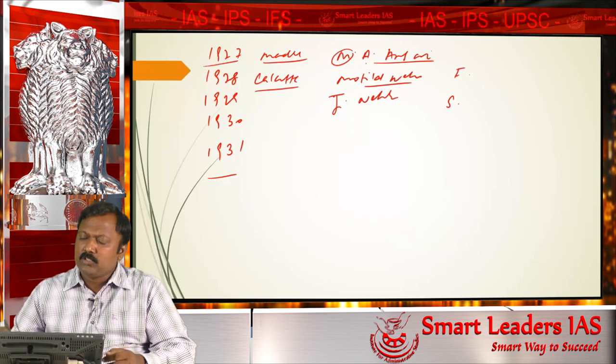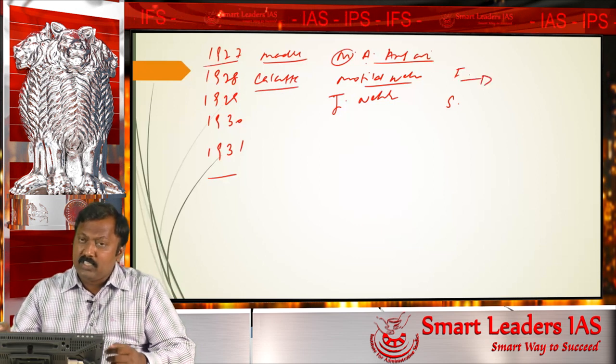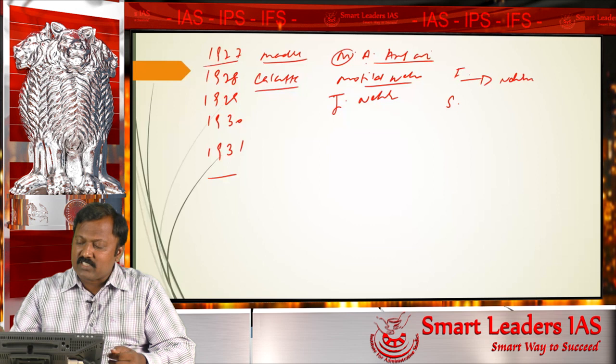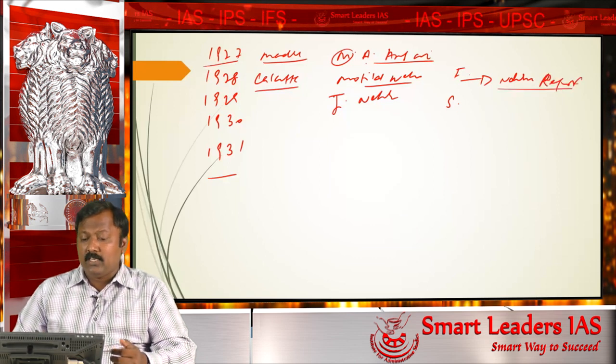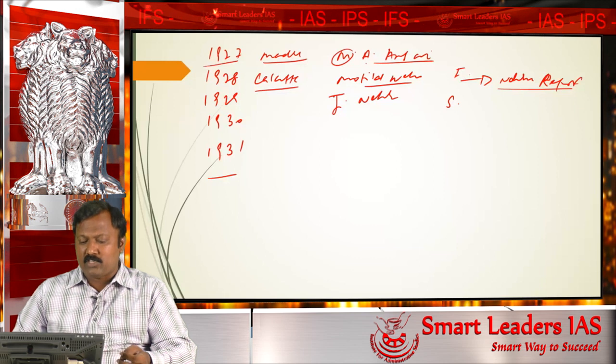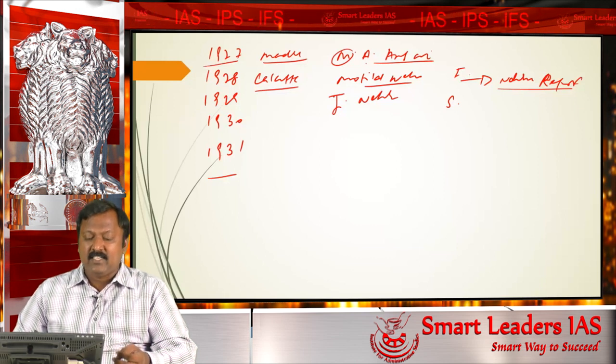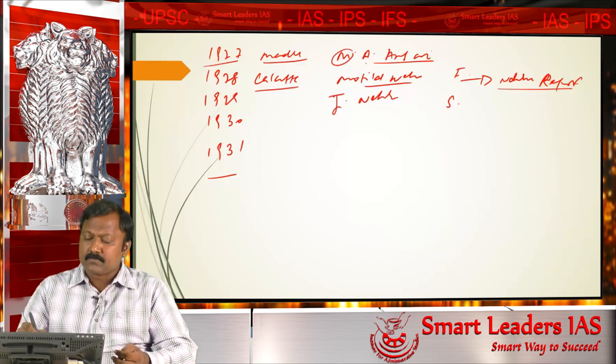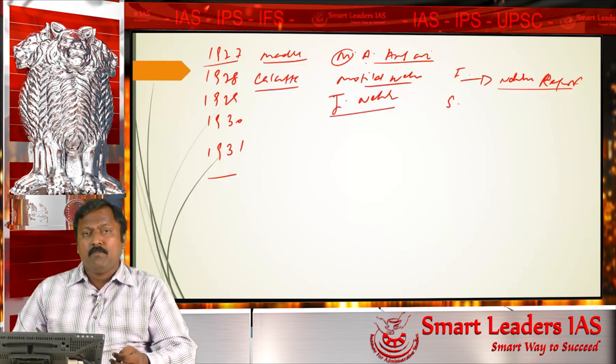In the 1928 Calcutta session, Motilal Nehru presided, and you also remember that in this session only the Nehru Report was discussed. The Nehru Report was drafted under the chairmanship of Motilal Nehru, and it was discussed in the 1928 Calcutta session. In 1929, Jawaharlal Nehru became the president.